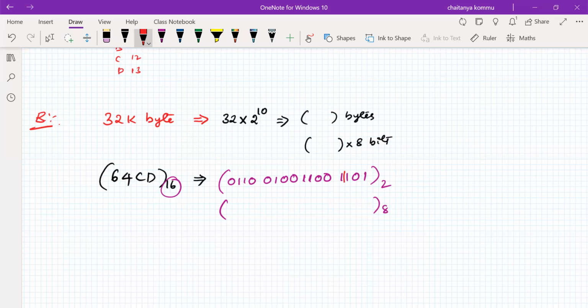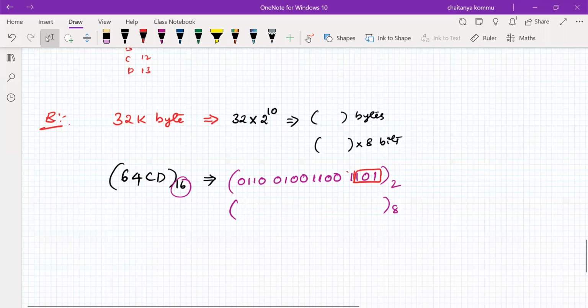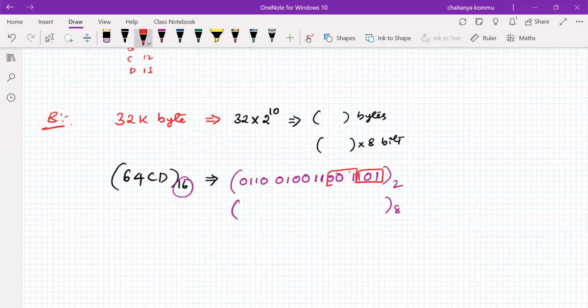Combine 3 bits. These are the 3 bits, one group. This is another 3 bits. This is another 3 bits. Combine these 3 bits and these 3 bits. But the last one, we can see that only 0 is there. So put 0, 0 and combine those also. Okay, the number is not changing.